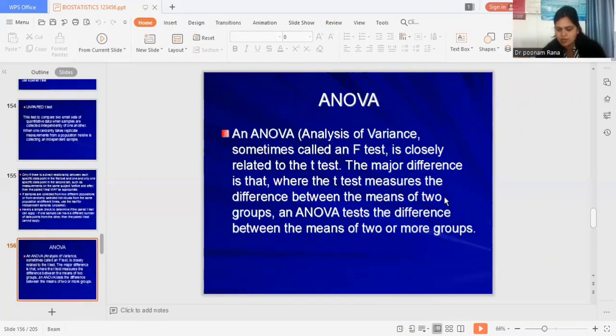Now comes ANOVA. ANOVA is analysis of variance. Sometimes it is also called the F-test, and it is closely related to the t-test. The major difference is that the t-test measures the difference between the means of two groups, and ANOVA tests the difference between the means of two or more groups. So when you have to compare two or more groups, you have to use ANOVA.